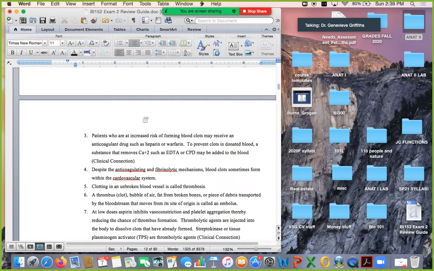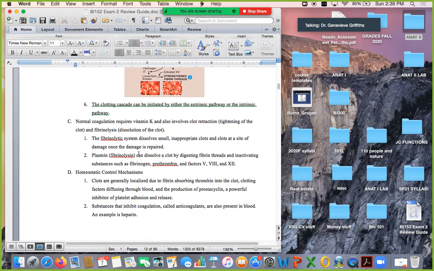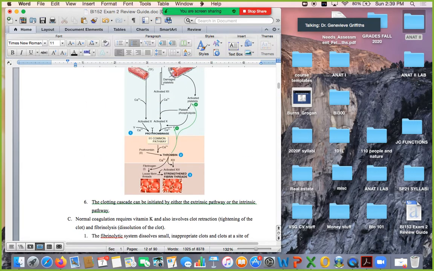Now, some individuals have high clotting risk, and they might take anticoagulant drugs such as heparin or warfarin. Additionally, when we have donated blood, we want to make sure that we add certain things to it, like EDTA or CPD, and these are all going to be calcium chelators. We're basically going to be taking calcium out of solution, and if we remove calcium, of course, then we're going to stop the pathway here and not get to the clotting.